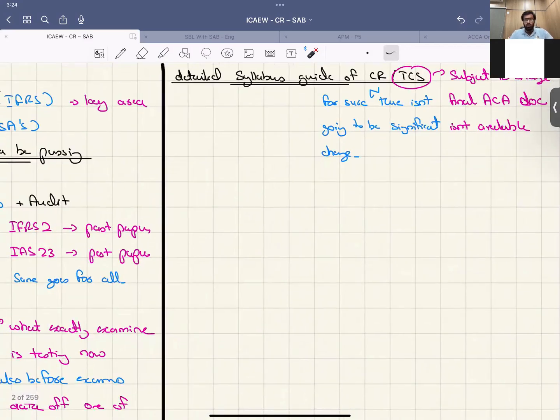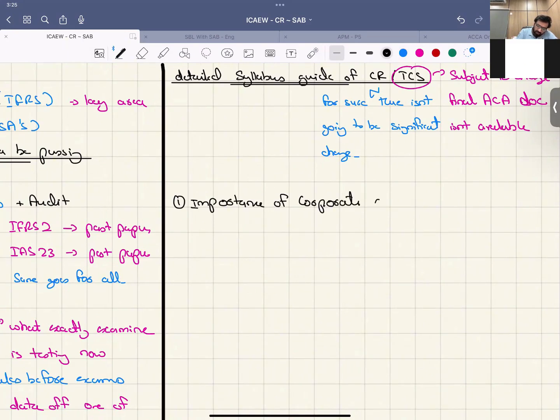Yeah guys, so we were discussing CR, right? In ICAEW Corporate Reporting, if we are talking about the course outline, it's quite easy, not that problematic, but you need to be consistent in it, right? So firstly, there is the importance of corporate reporting. We need to discuss this.